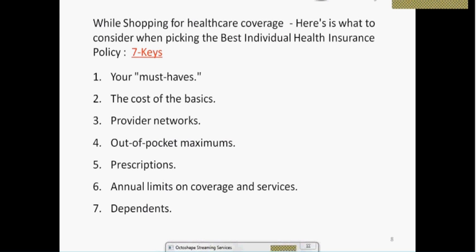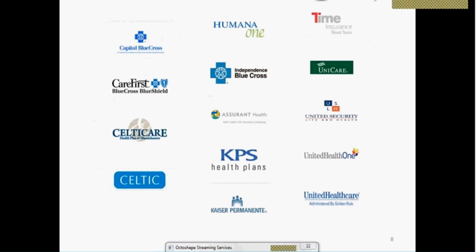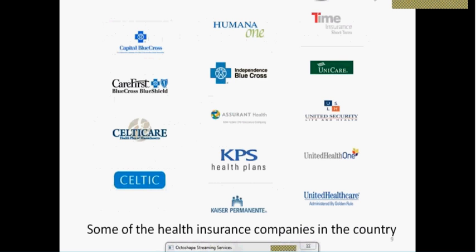Any questions so far? We just started off with some basics, like what is health insurance and what are its components. All right.